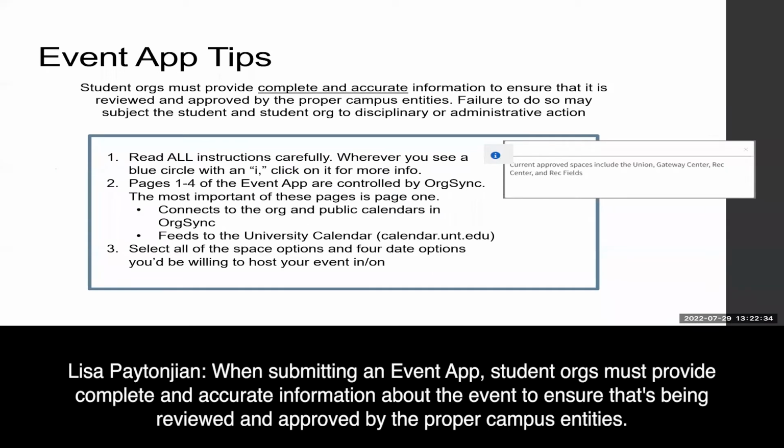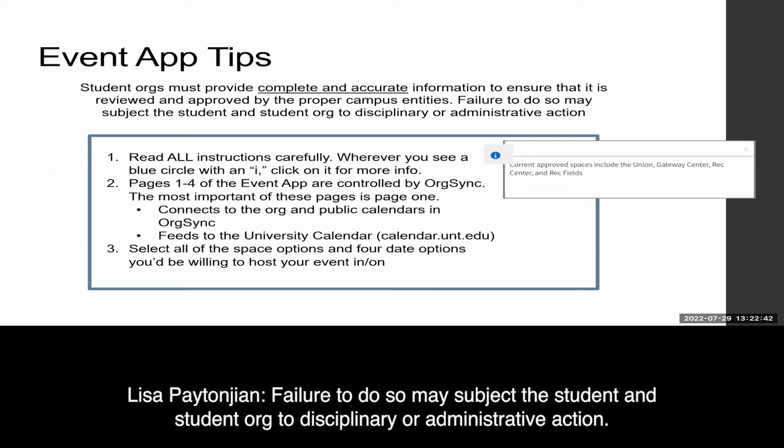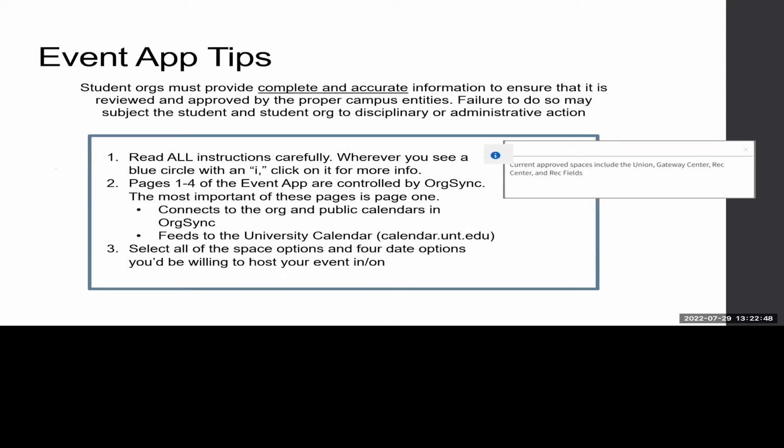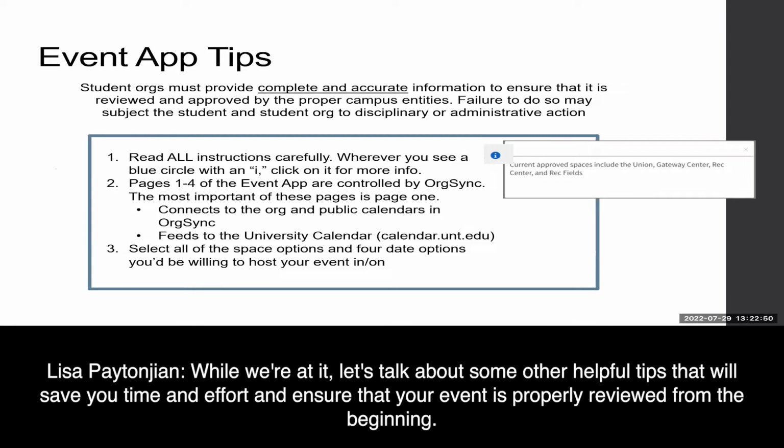When submitting an event app, student orgs must provide complete and accurate information about the event to ensure that it's being reviewed and approved by the proper campus entities. Failure to do so may subject the student and student org to disciplinary or administrative action. While we're at it, let's talk about some other helpful tips that'll save you time and effort and ensure that your event is properly reviewed from the beginning.